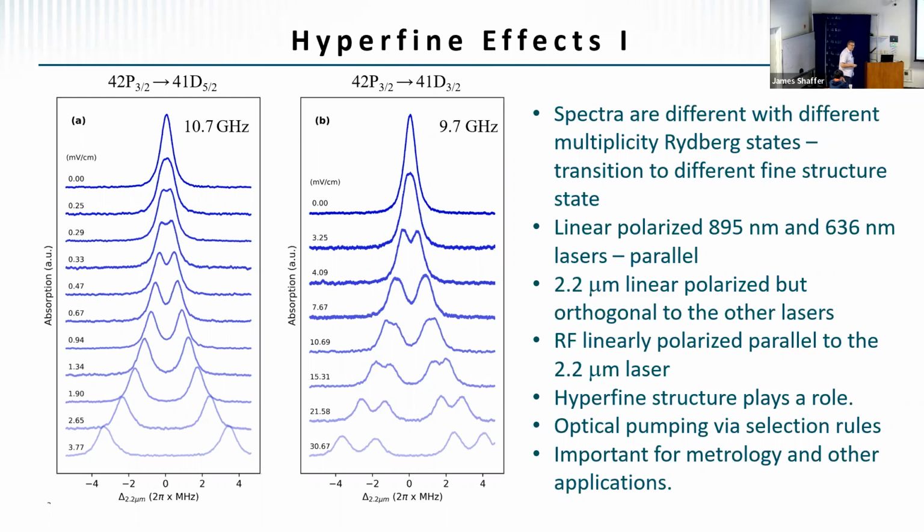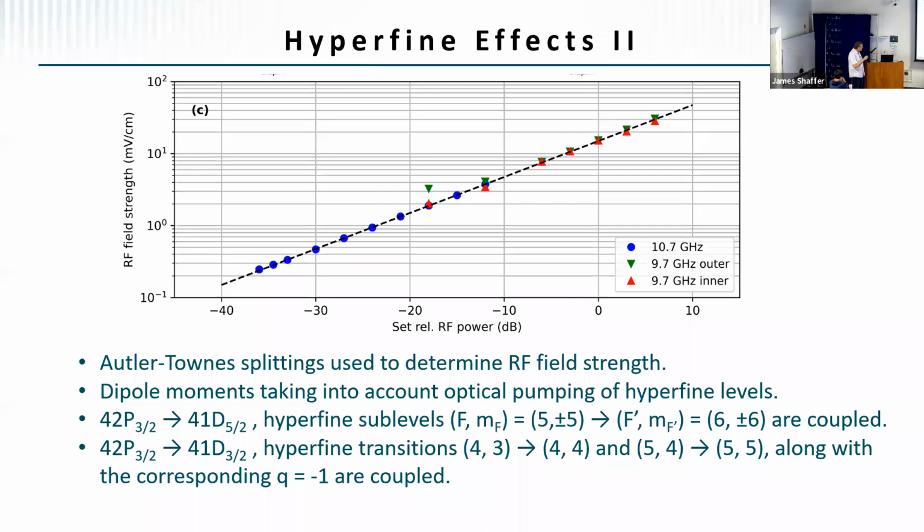That's what's shown here. So if we look at the 10.7 transition, and we have the set power of the RF, and then we have the field strength plotted over here under the assumption that we're set up to drive the stretch transitions, they align the line.